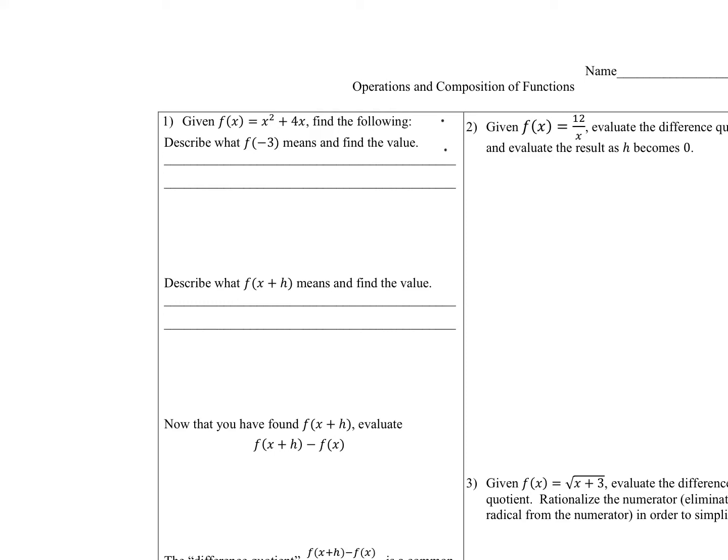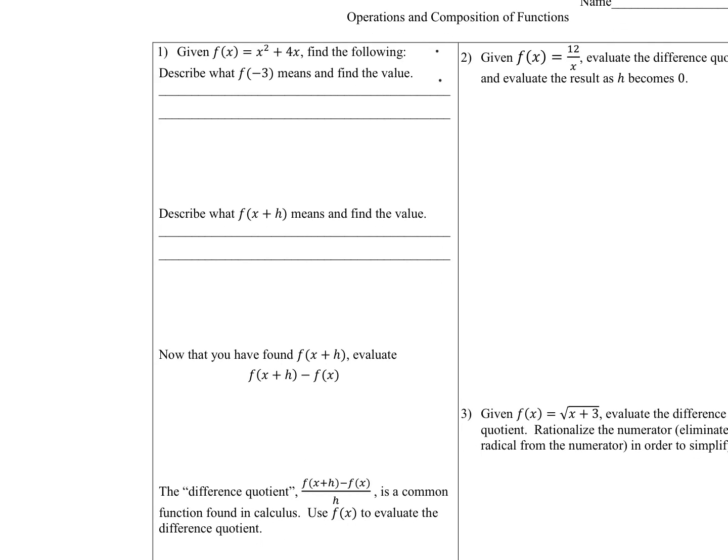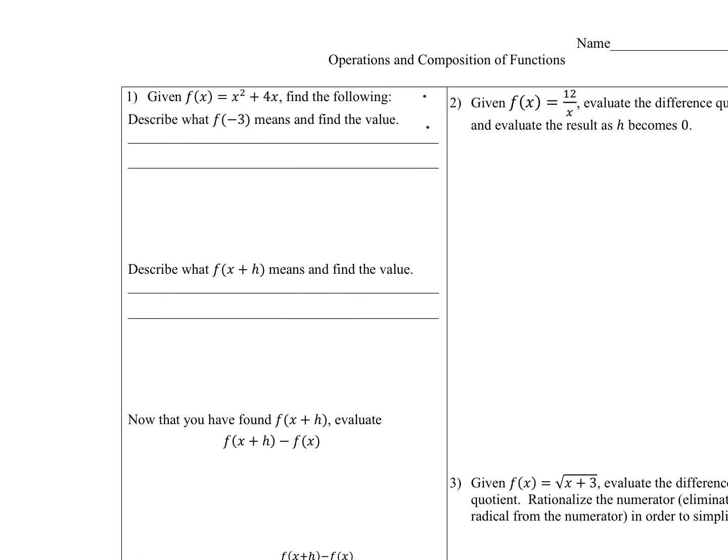Okay, we're going to look at the operations and composition of functions homework. So the first thing that we have is it wants us to describe what f of negative 3 means. f of negative 3 is asking for the output when we input a negative 3. So to find it, f of negative 3, that's going to be negative 3 squared plus 4 times negative 3. So I just input it in place of those x's.